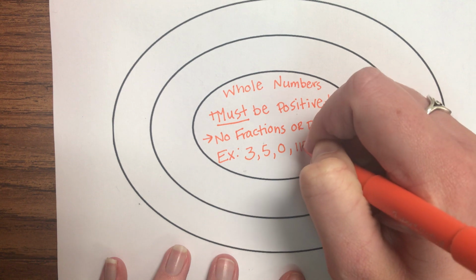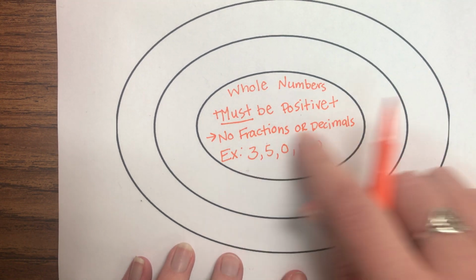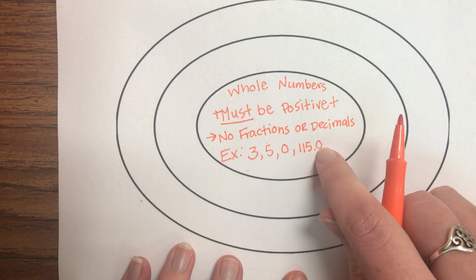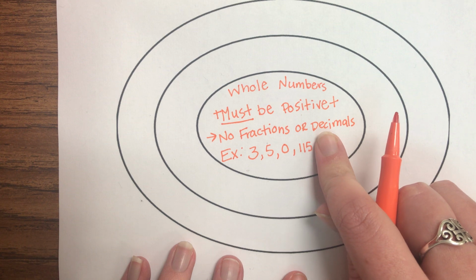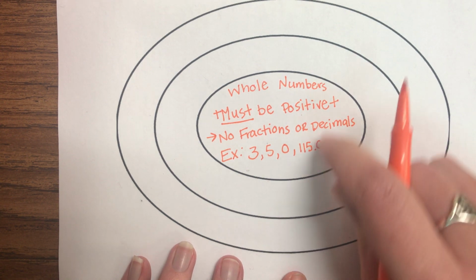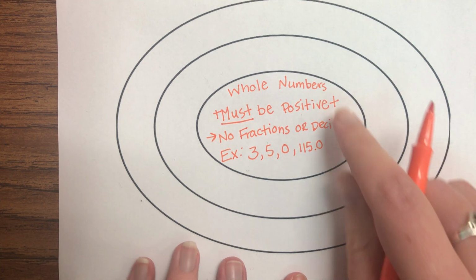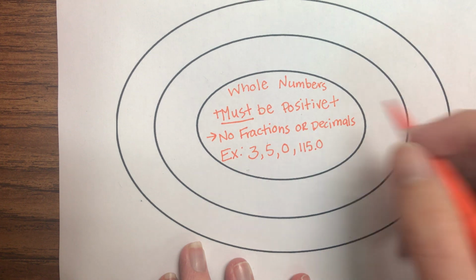But what if I do this? It says no fractions or decimals, but it's 115.0. So technically that .0 doesn't even really count. So I can just think of that as 115. Just because it has a .0, it can still be a whole number, because you can think of that as a whole number, just regular 115.